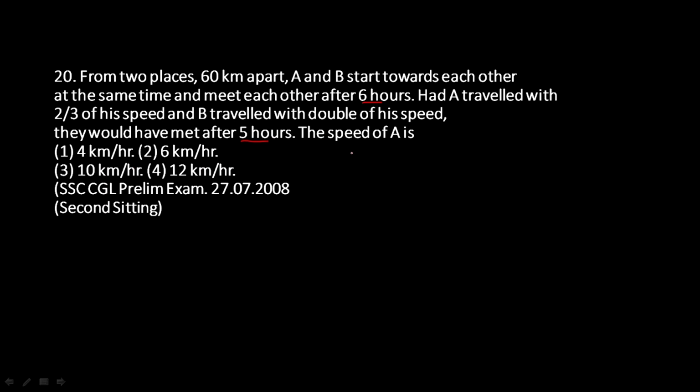If you solve with x and y, like A's speed is x, B's speed is y, it will take a lot of time. We have to solve it by testing the options. How? Look at options 3 and 4. Can these be the right options? No, because it's 10 km and it's 12 km. If A runs for 6 hours, it will be covering 60 km, and it will be covering 72 km, but the total is 60 km. Some part of this is covered by B also. So 10 and 12 cannot be the right options.